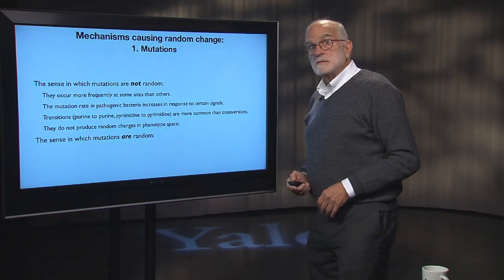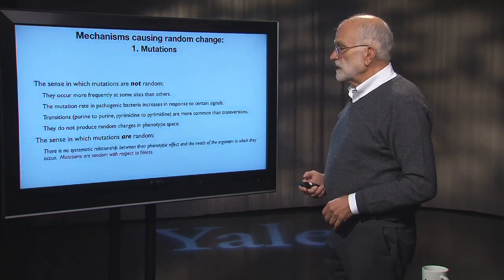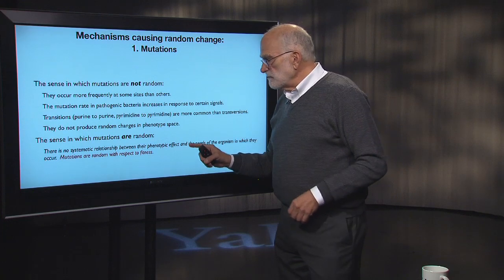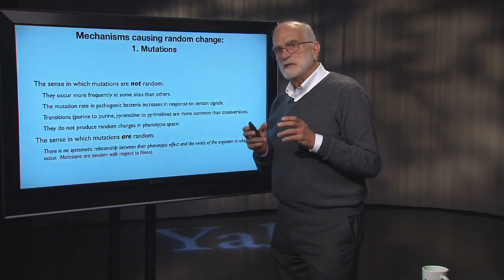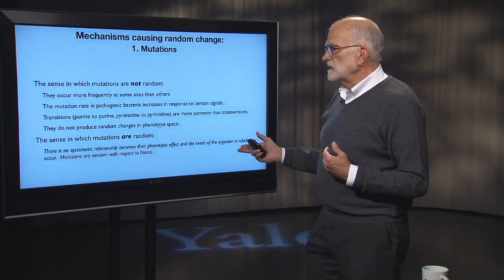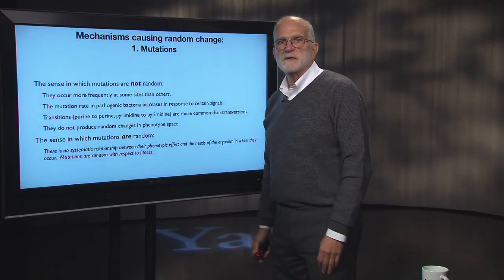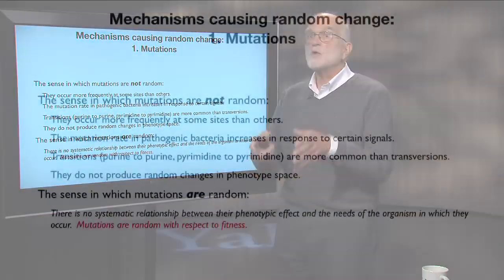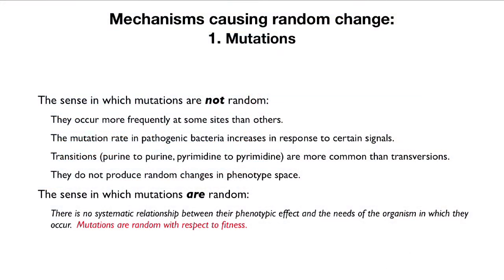They are random in a very important sense. There isn't any systematic relationship between the effect of a mutation and the need of the organism. Mutations are random with respect to fitness. Mutations do not "look ahead." They're, of course, totally unconscious. It's a mechanical process. They cannot project what might work better for the organism. They just create variation.